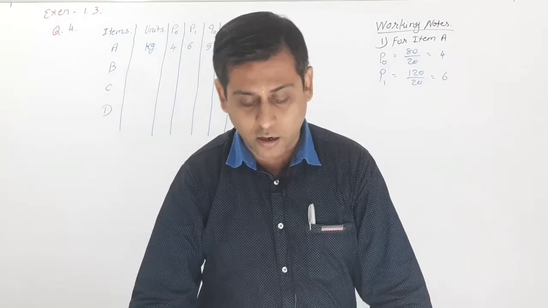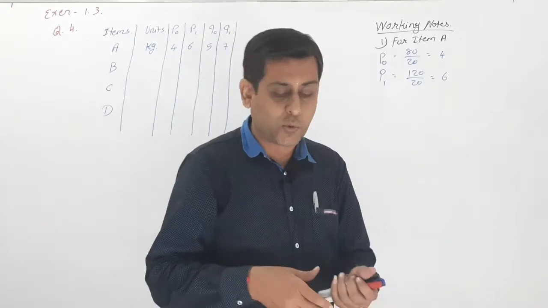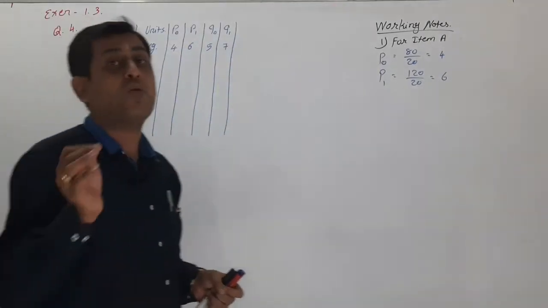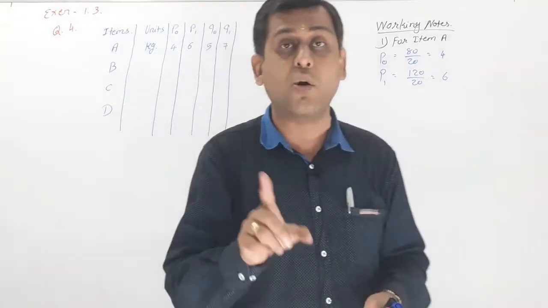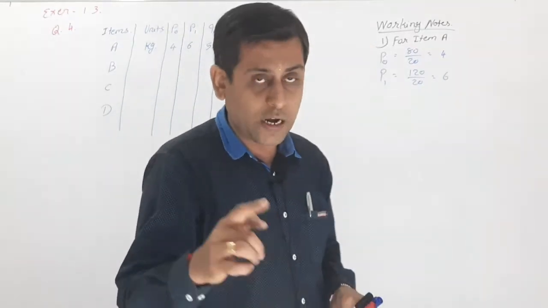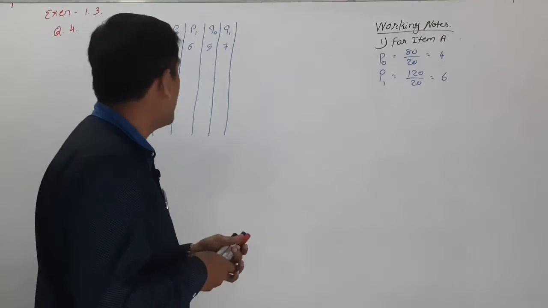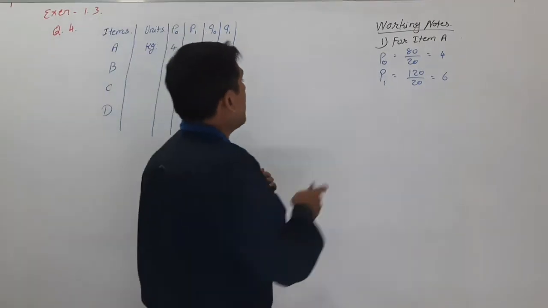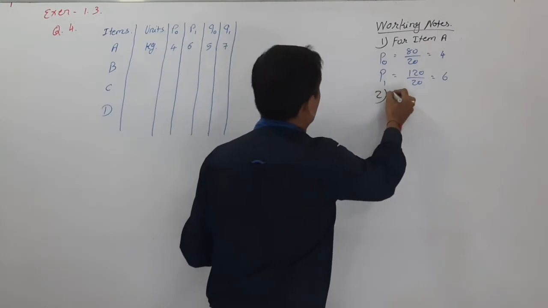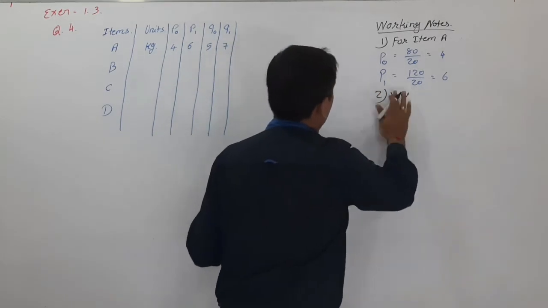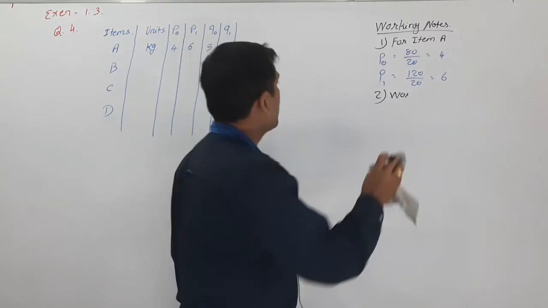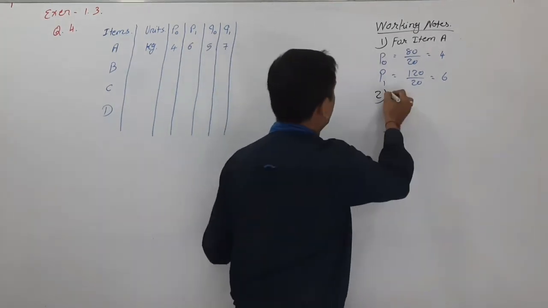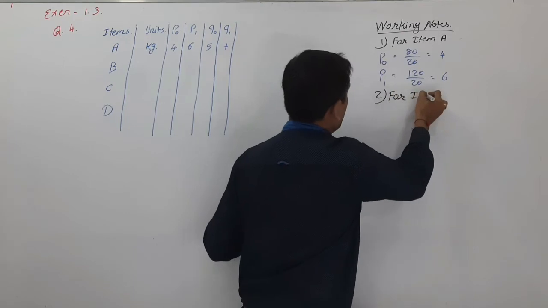So I will explain in the next question that at one time, when one item is given, we have to change the price as well as the quantity. At which time, we will understand in the next question. Now see the calculation for item B.